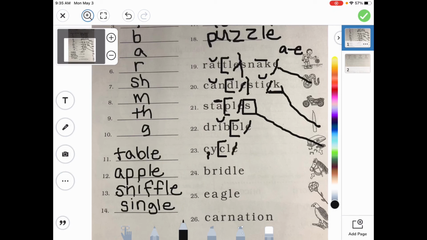Now over here, look at the Y. The Y is acting like a vowel. So what do I need to do if it's acting like a vowel? I need to put that dot on it. Very good. So cycle, because it's acting as a vowel. Where's a cycle? Right there, that's right. And we forgot to put dribble. Where's the dribble? Basketball player is dribbling the ball up at the top.